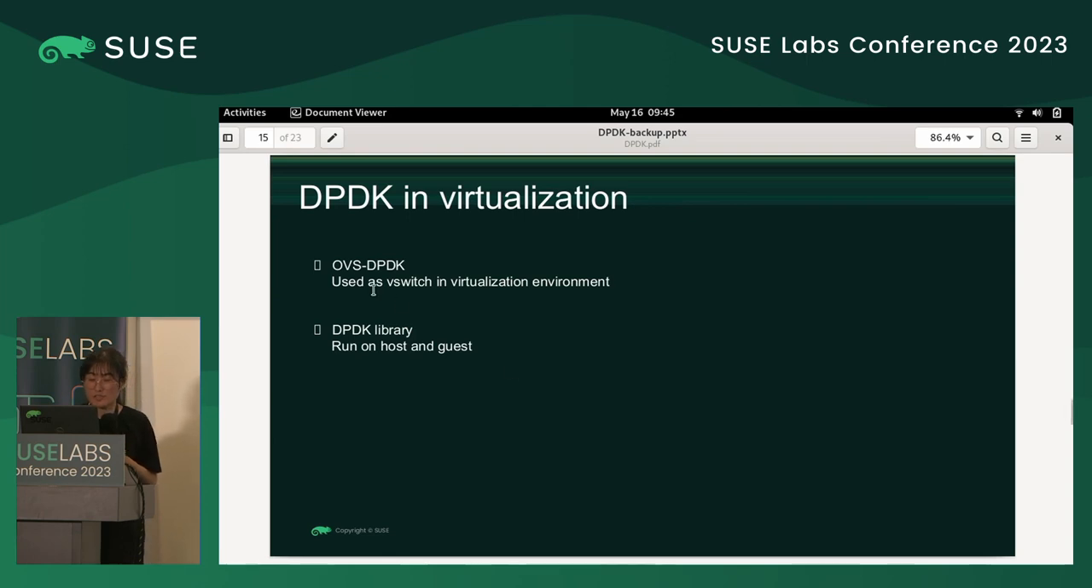The ovs-dpdk is used as a vSwitch. Currently we use DPDK in virtualization, and ovs-dpdk as the vSwitch. We can also choose other vSwitches to improve the performance. Some people have done a lot of work comparing the network performance of different vSwitches. And the DPDK library can run on the host and the guest. It's sometimes a little confusing, because when you run DPDK on the guest and on the host, how could they communicate with each other? And sometimes you don't know if it is running in the guest or the host.